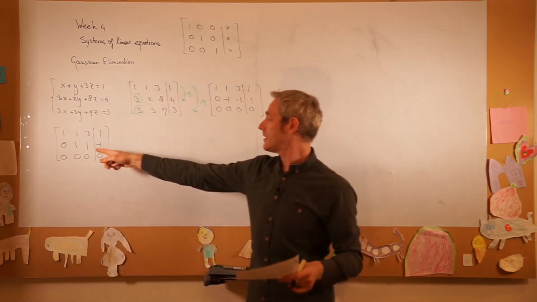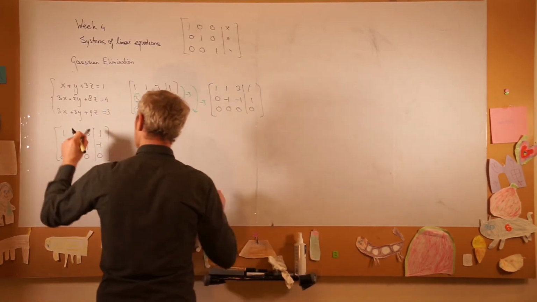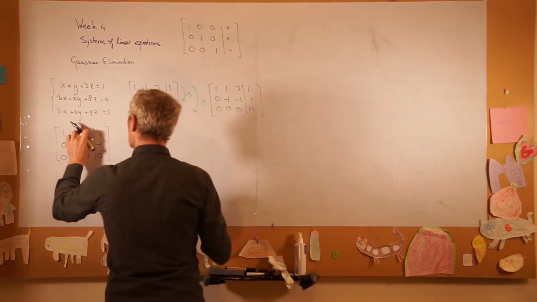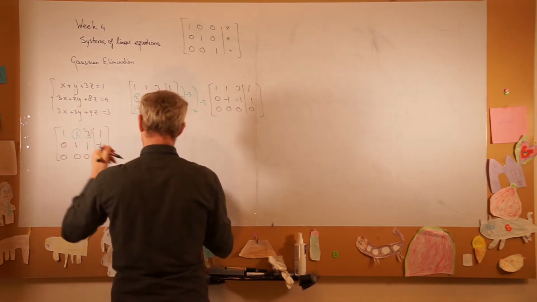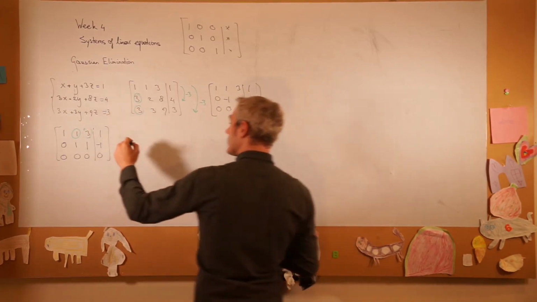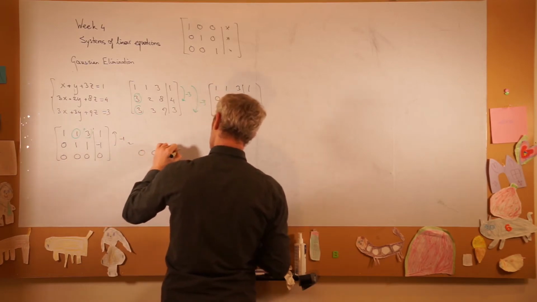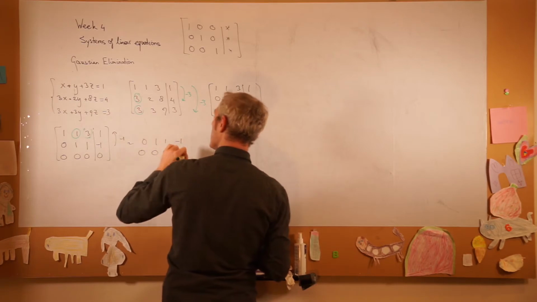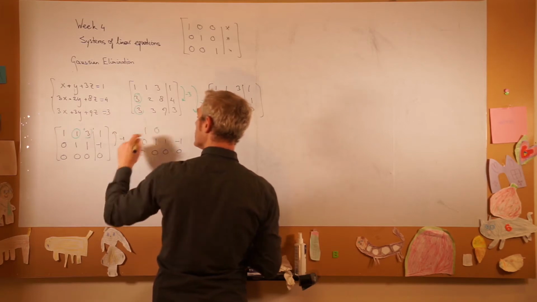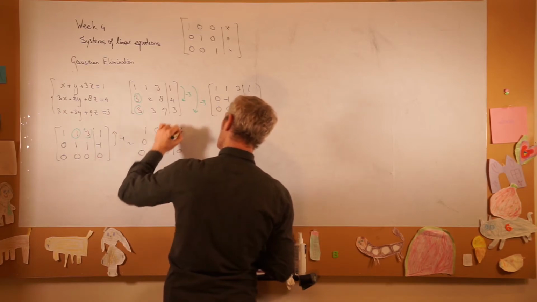Now, I can't get a 0 here because I'll never get a 1 there, but I can get a 0 here. I want to get a 0 here. And I can do that by subtracting the second row from the first row once, and I get, well, the third row is unchanged, the second row is unchanged, and I get 1 minus 0 is 1, 1 minus 1 is equal to 0, 3 minus 1 is equal to 2, and 1 minus minus 1 is equal to 2.